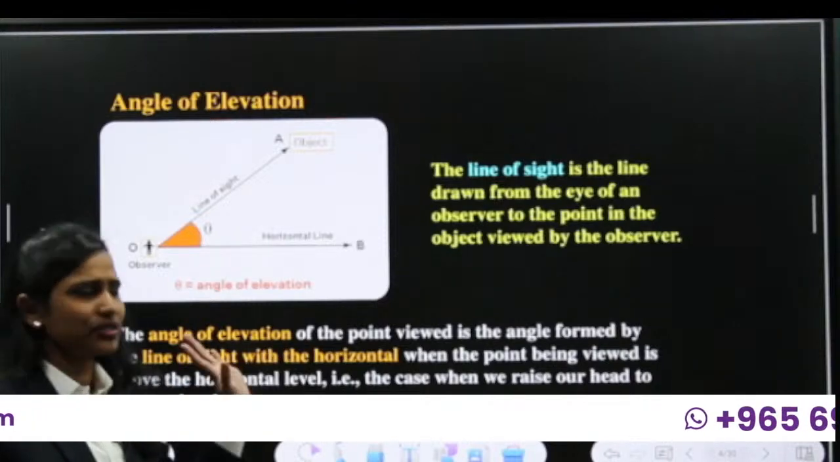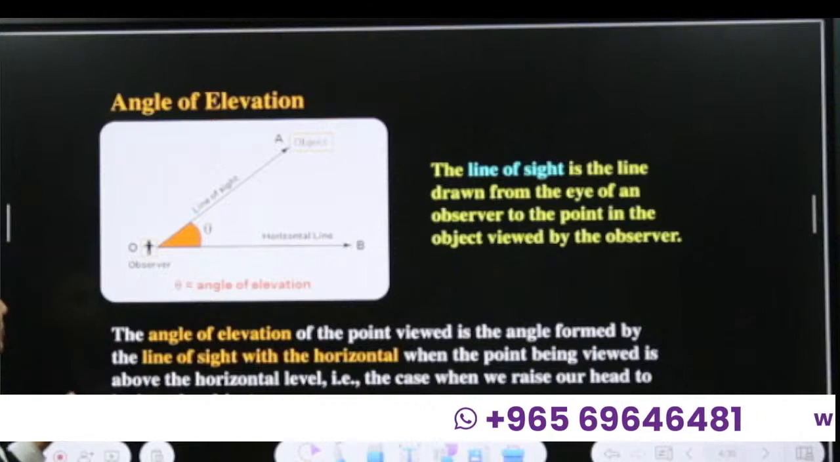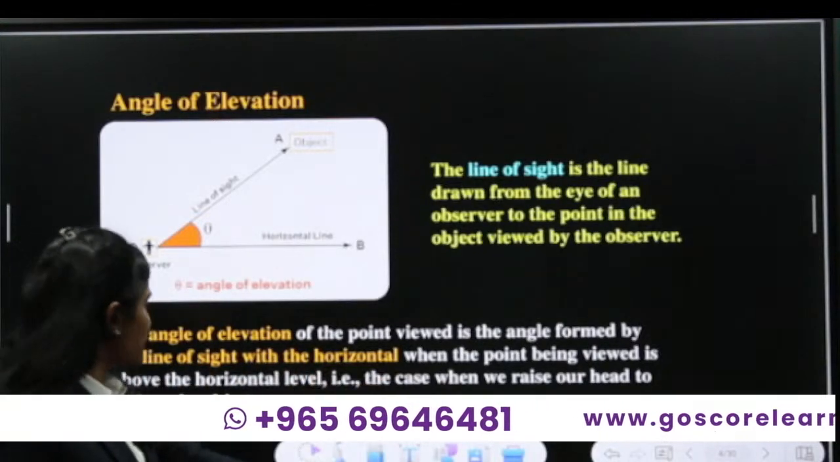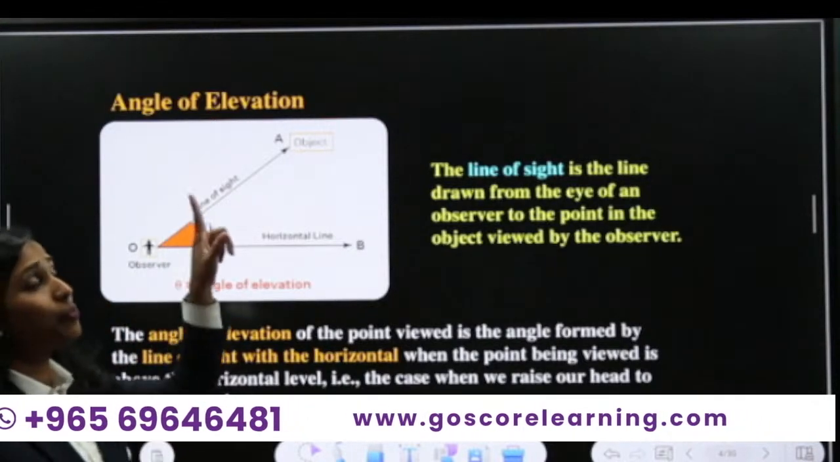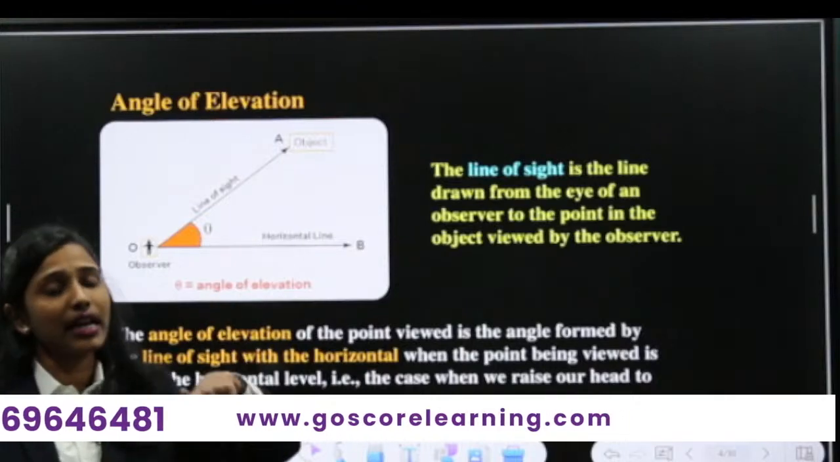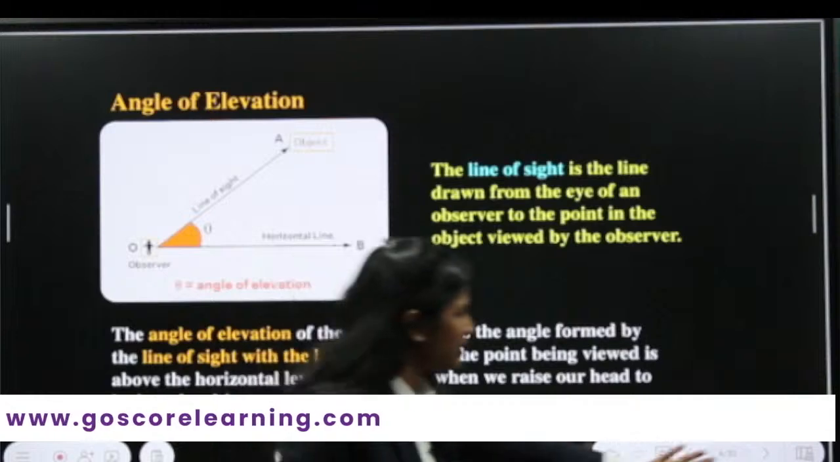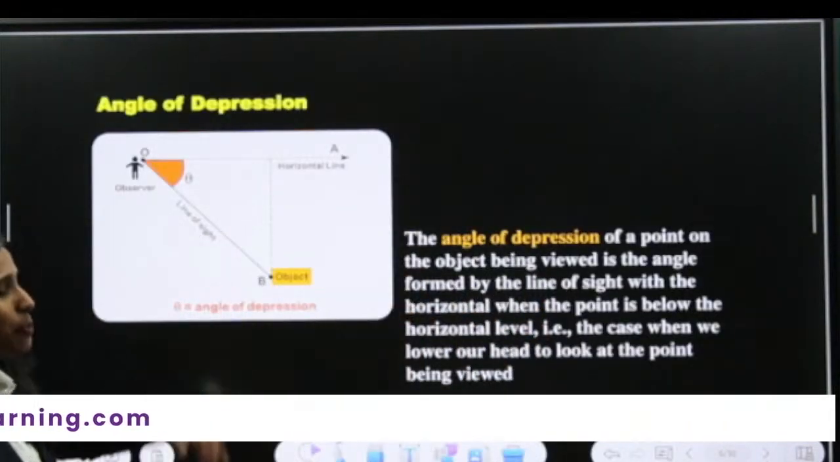Okay, simple definition. And the angle of elevation of the point viewed is the angle formed by the line of sight with the horizontal when the point being viewed is above the horizontal level. Okay, when it is above the horizontal level, then it forms the angle of elevation. Okay, then what is the angle of depression? Is it a depressed angle? No. What is the angle of depression?